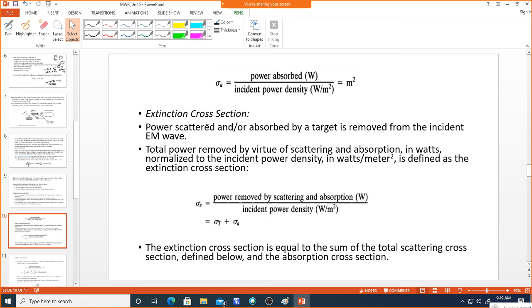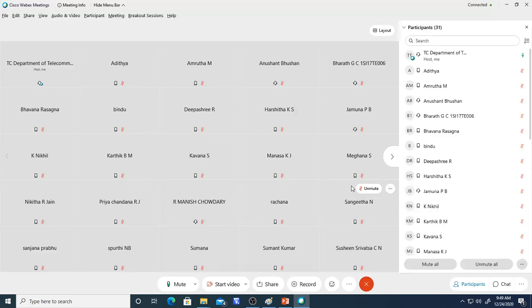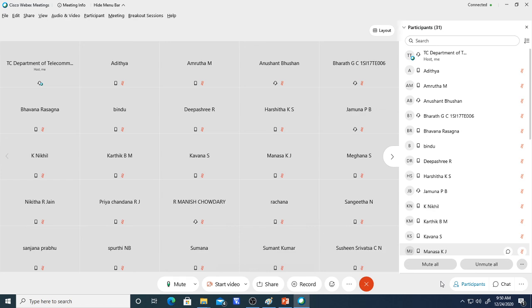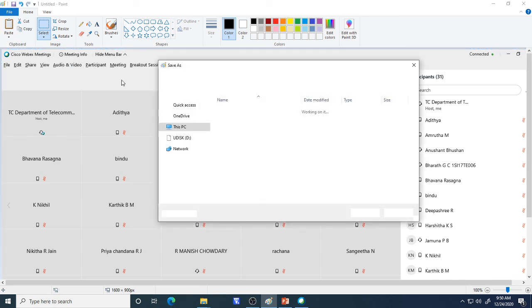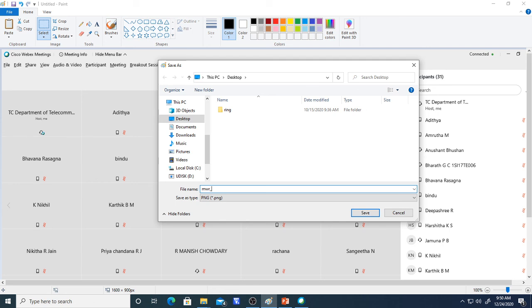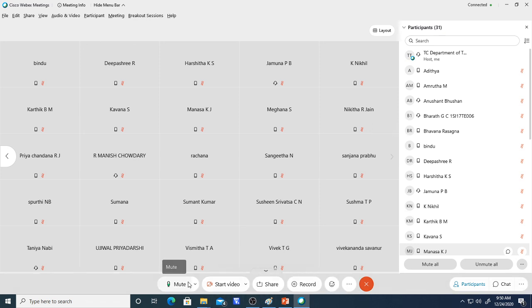Okay, we'll stop here. We'll continue with the total cross section and other things in the next session.